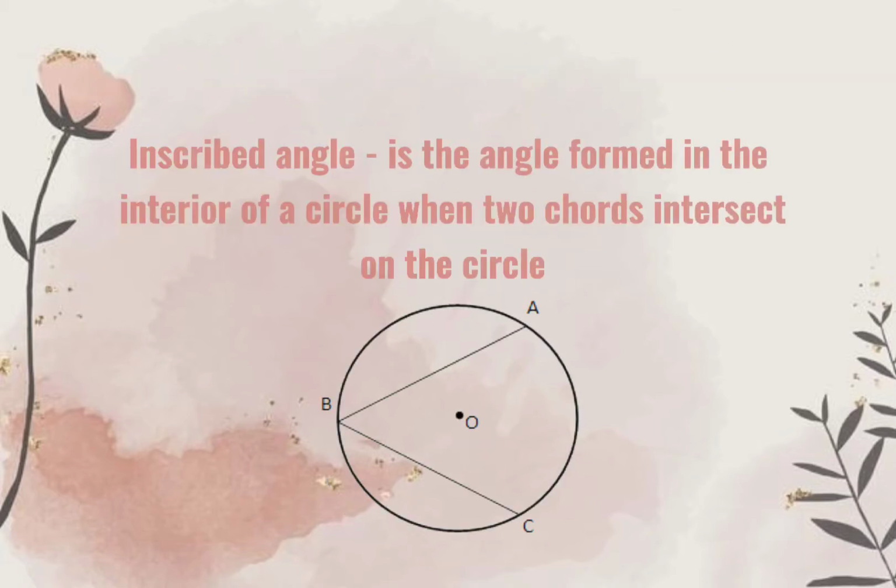Inscribed angle. It is the angle formed in the interior of a circle when two chords intersect on the circle. It can also be defined as the angle subtended at a point on the circle by two given points on the circle. This is an example of an inscribed angle.